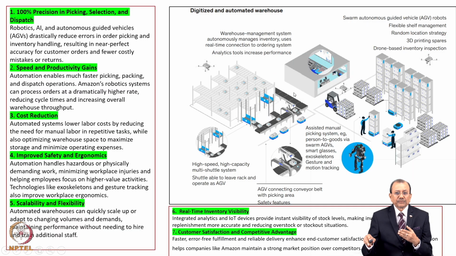The next example which I am showing is the automated warehouse. This kind of example you will find in companies like Amazon. Their warehouses are completely automated. A lot of robots are working in their warehouses.